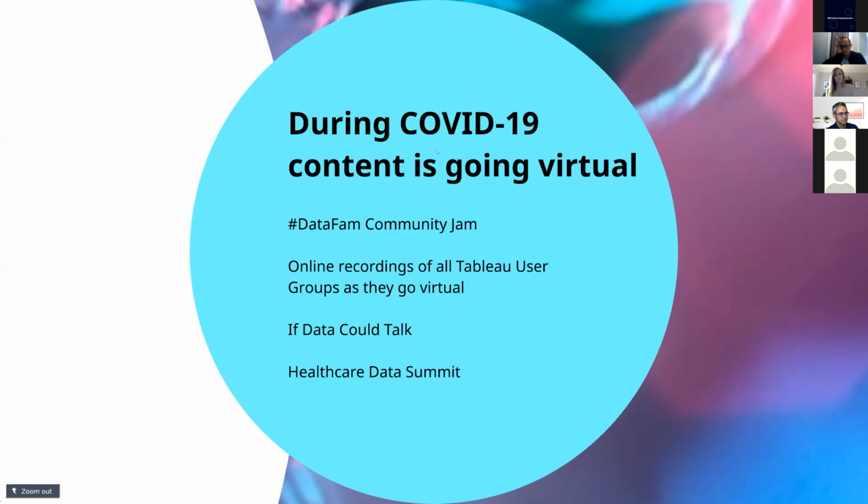The Data Fam Community Jam, it's easier said than done, is going on at the minute, and that's happening at least normally once every week, towards the end of the week. And that is run by the Tableau Fringe Festival in partnership with Tableau. And I think they're getting up to about 3,000 to 4,000 people attending at any one session.